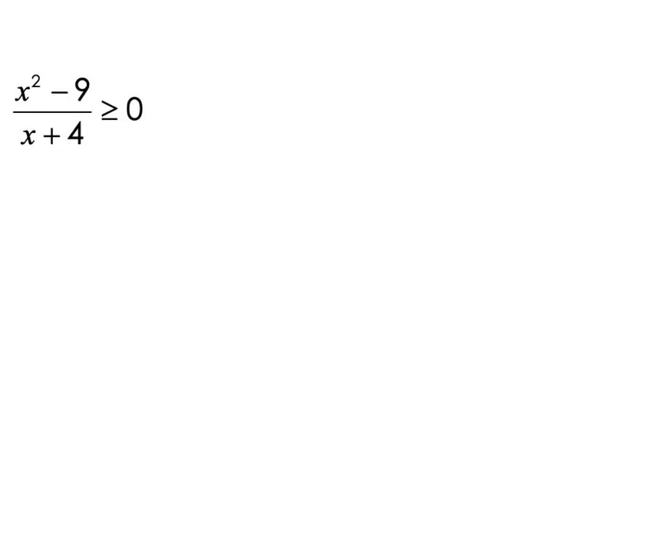All right, so here we have x squared minus 9 over x plus 4 is greater than or equal to 0. We'll first set x squared minus 9 equal to 0. Then we'll solve for x, and we get x is plus or minus 3. So then we have x plus 4 equals 0. So then we get x equals -4. So then we can test values around -3, -4, and +3.